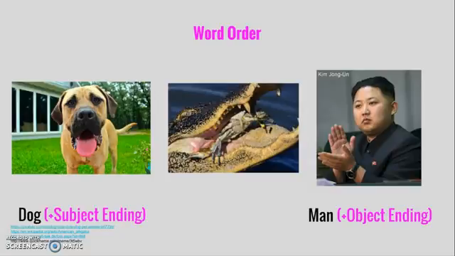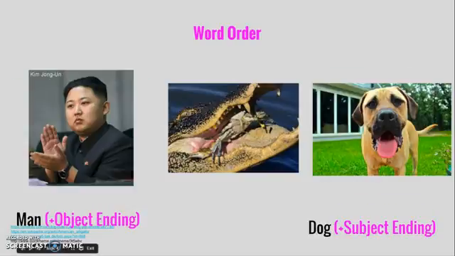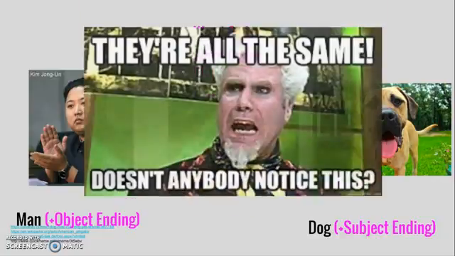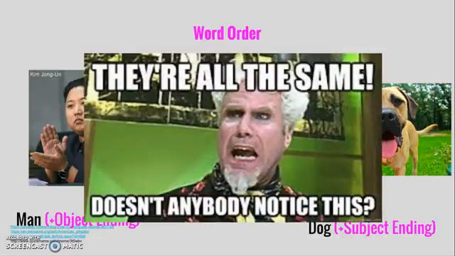So dog with a subject ending bites man with a direct object ending, and man with a direct object ending bites dog with a subject ending. They would both mean dog bites man, as would man object ending dog subject ending bites, bites dog subject ending man object ending, and any other combination of the words, as long as you have the correct endings. Conversely, man subject ending bites dog object ending, and man object ending bites dog subject ending mean very different things. Basically, in Old English, endings matter, word order doesn't.